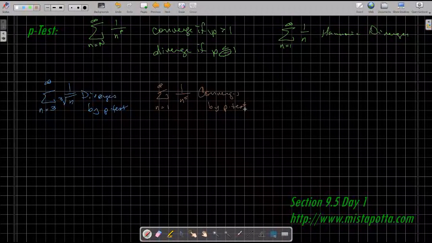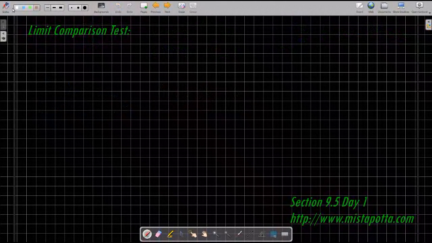But this p-test comes from the integral test. So if we didn't have the integral test, we wouldn't be able to just use this p-test right off the top of our head. So that's the second of three tests that we're going to be talking about today. And the third test is actually going to use this p-test quite a bit. This third test is called the limit comparison test.